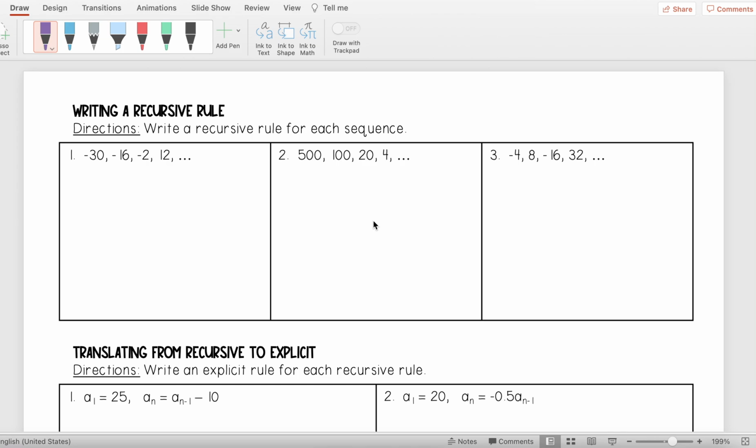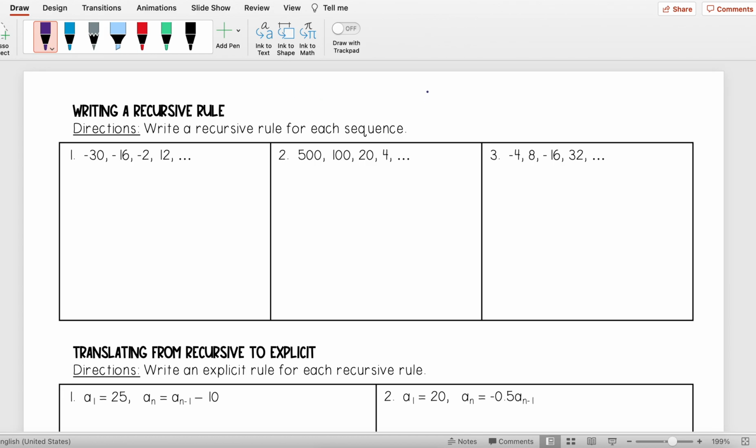In this video, we're going to be looking at writing a recursive rule given a sequence. And so here I have a sequence: -30, -16, -2, and then 12. First I have to determine whether it's arithmetic or geometric because that's going to change which recursive rule I use.